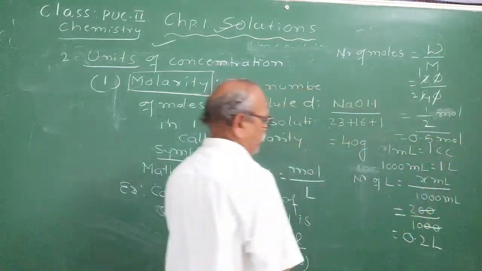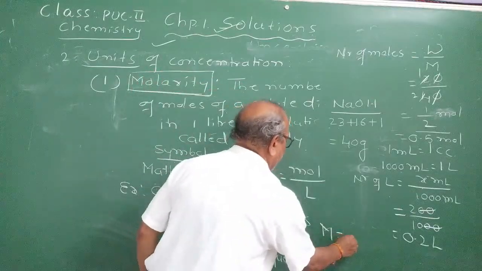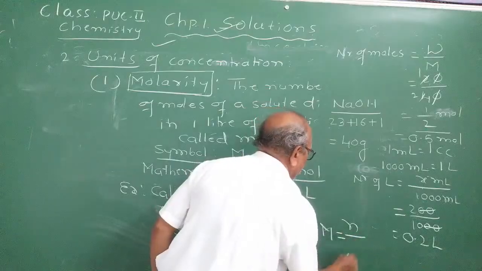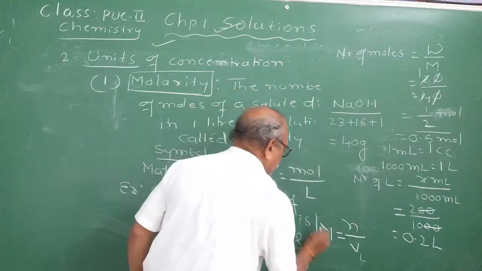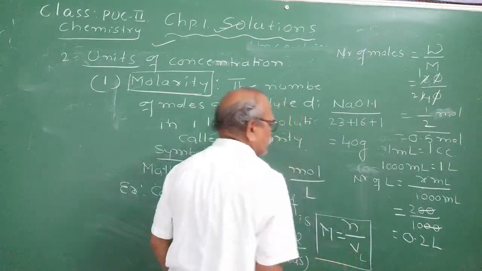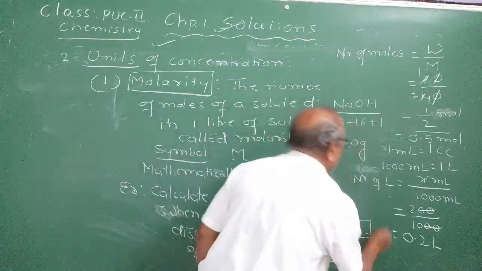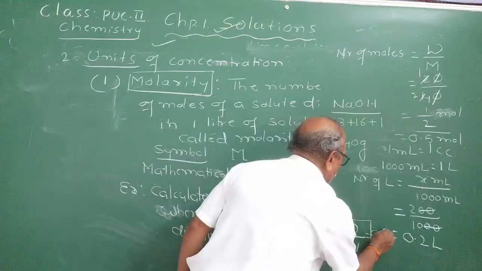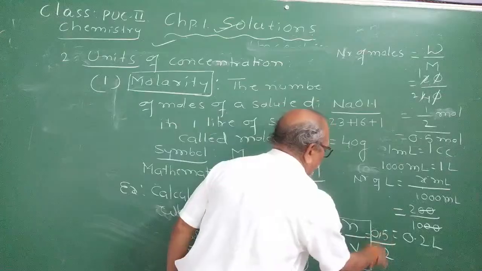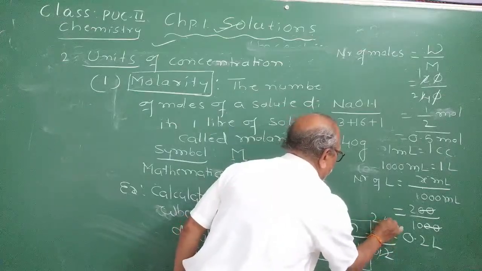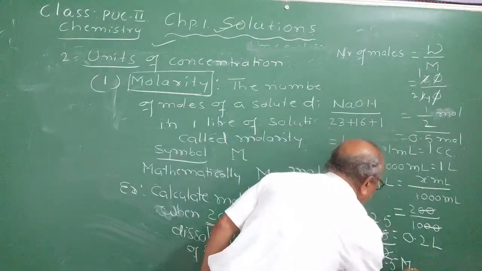I hope you are getting me. Now you go for calculation of the molarity. Molarity is given by number of moles divided by volume of the solution in liter. Simple formula: number of moles upon volume of solution in liter. What is the number of moles of sodium hydroxide we calculated here? 0.5, divided by 0.2. This point cancels. 2 1s are 2, 2 2s are 4, 2 5s are 10. You get 2.5. Capital M you can write.